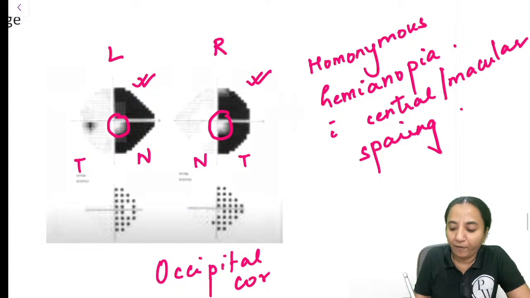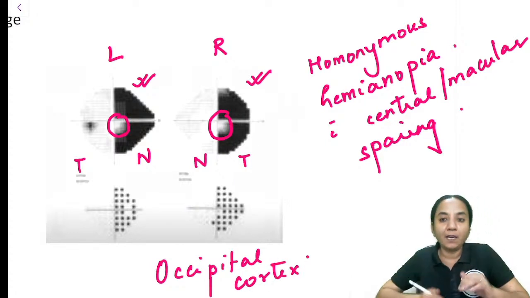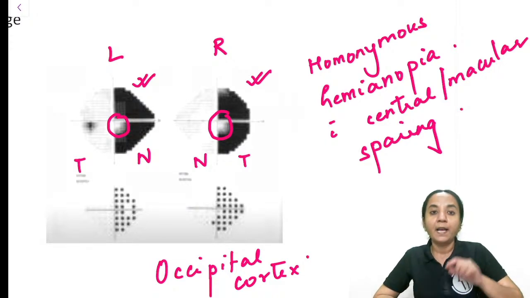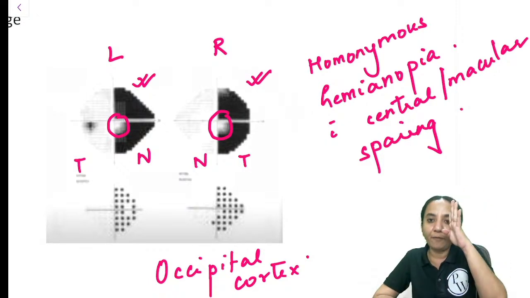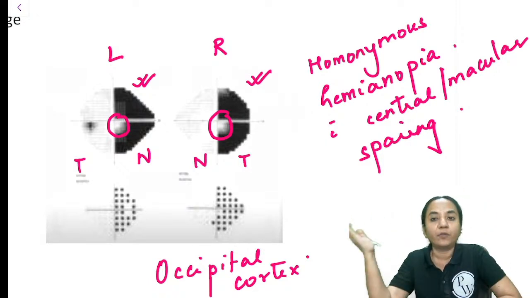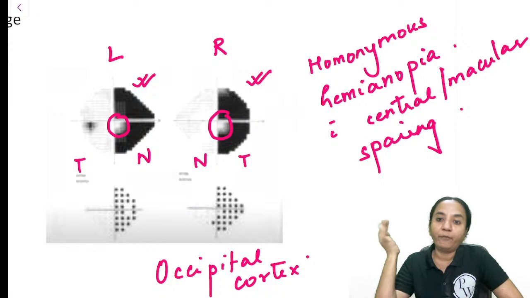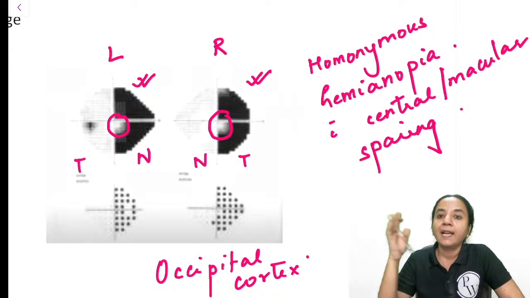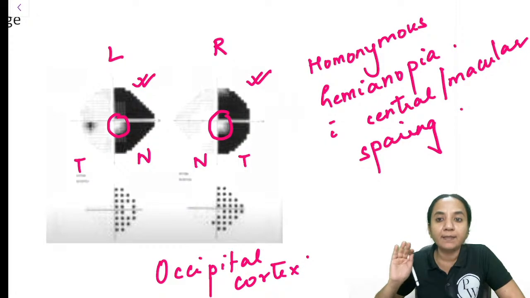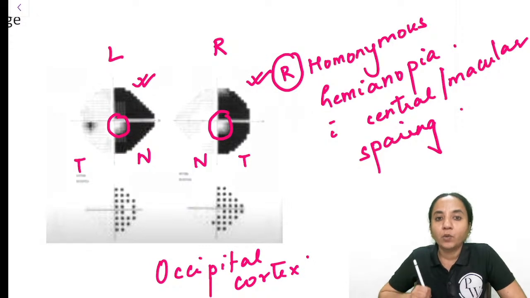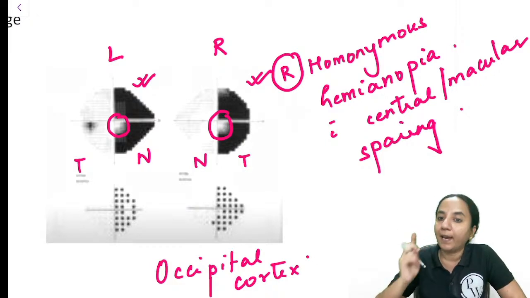Now comes the slightly difficult part. Now see here, am I supposed to call it a right homonymous hemianopia or a left homonymous hemianopia? Now if you look at this picture, the nasal field of the left eye and the temporal field of the right eye are affected, correct? Which means that the blackening is on my right hand side. So this is to be called a right homonymous hemianopia.